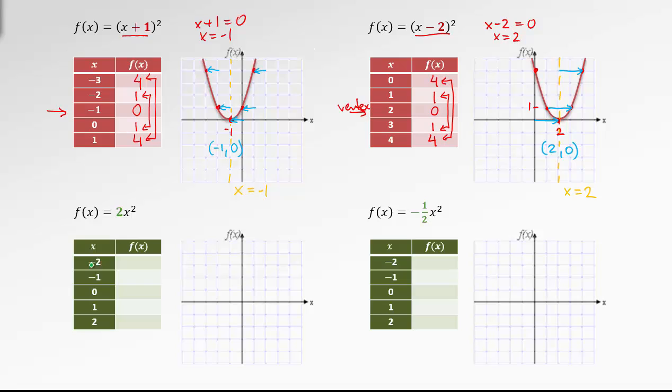But let's check it. If x is -2, when we square it, it becomes 4. But times 2 gives us 8. -1 squared gives us 1 times 2 is 2. 0 squared is still 0 times 2 is still 0. But 1 squared times 2 gives us 2. And 2 squared, 4 times 2 is 8 again. So here's our vertex. Let's plot it.